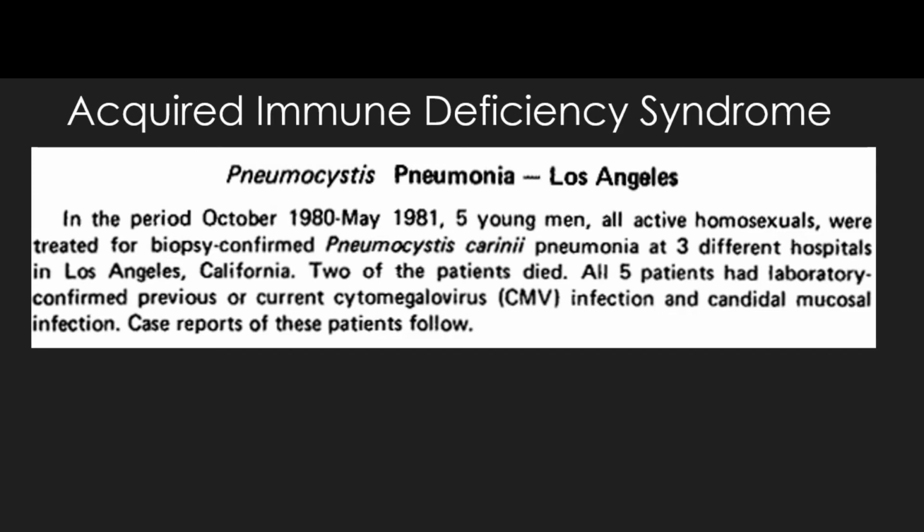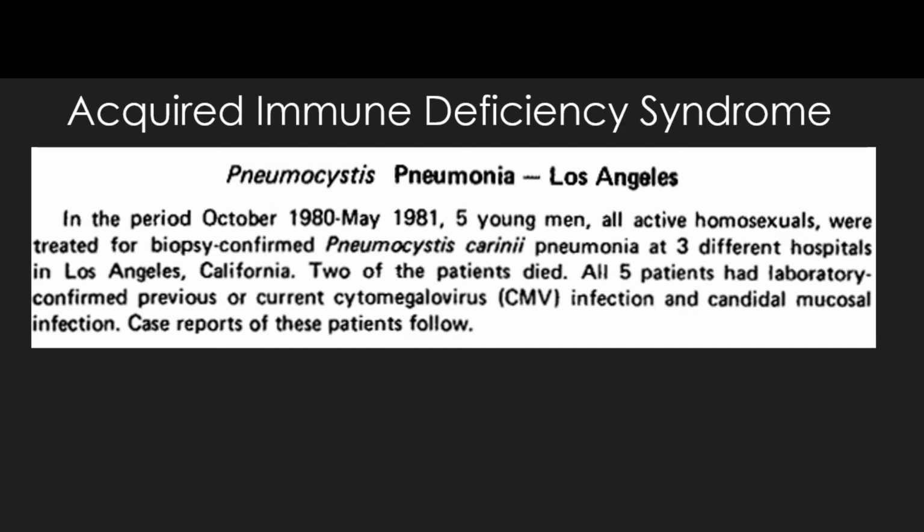The fact that these 5 young men were treated at 3 different hospitals is relevant, because it tells us it's very unlikely that there is a hospital-acquired aspect to this illness. The fact that 2 of them died tells us this is a very serious illness. And the fact that all 5 also had confirmed previous or current cytomegalovirus and candidal mucosal infections tells us 2 more big things about their immune system, and that is that their immune systems are not functioning.